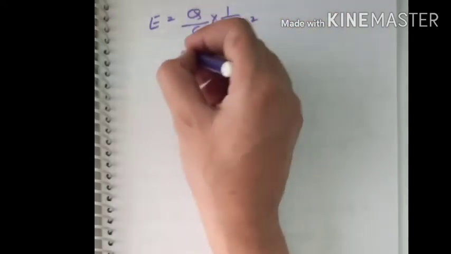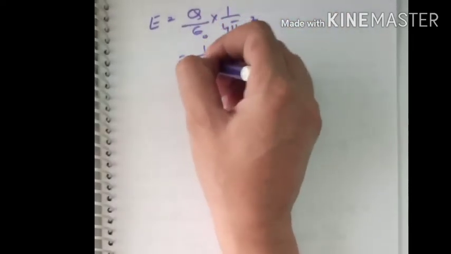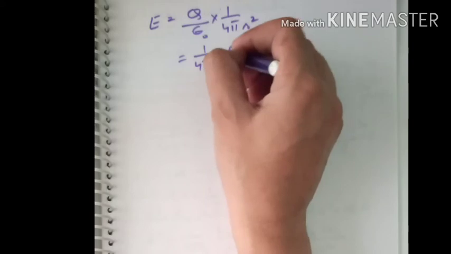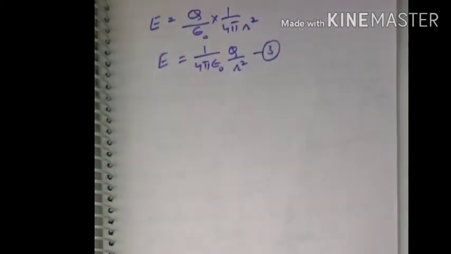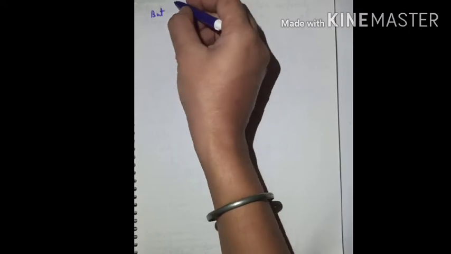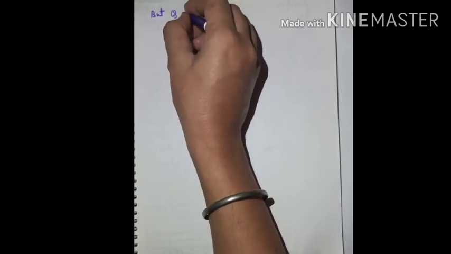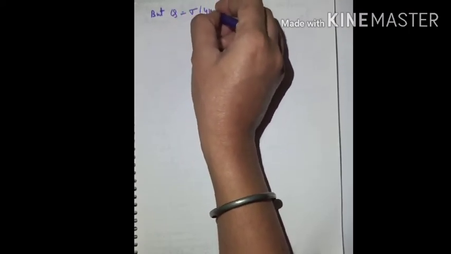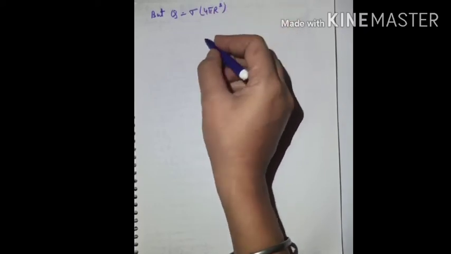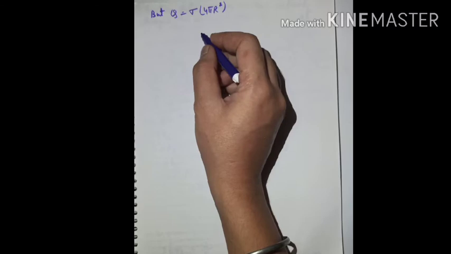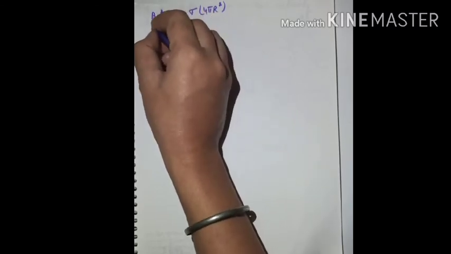So E is equal to Q by epsilon naught into 1 by 4 pi r square. It is equal to 1 by 4 pi epsilon naught Q by r square. Say that this is equation number 3. But Q is equal to sigma into 4 pi R square. This is the total charge on the shell. Put this value in equation number 3.